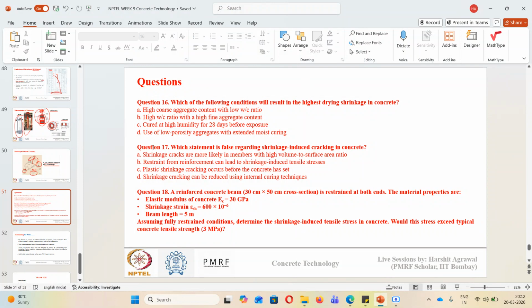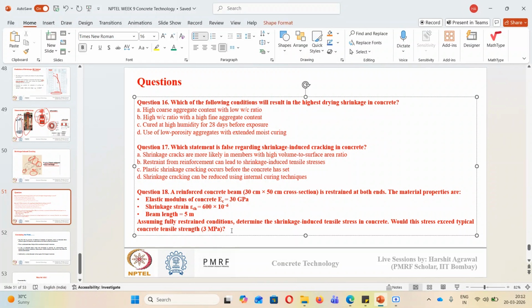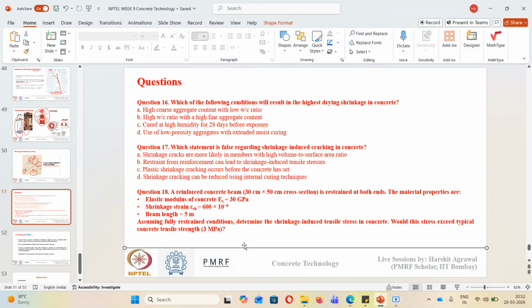Okay, similarly, question number 17, which of the following statements is false regarding shrinkage cracking? That is again based on the factors that affect shrinkage. And question number 18 is a numerical which is very similar to how we discussed for creep. Just give it a try. Any doubt in the shrinkage part?